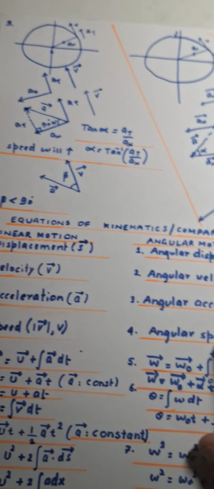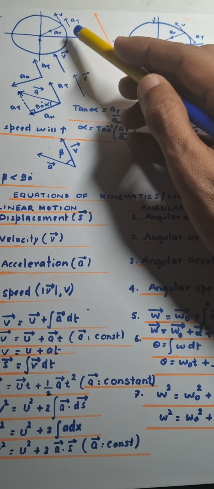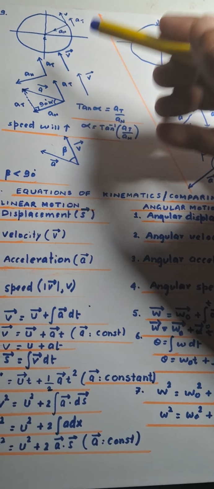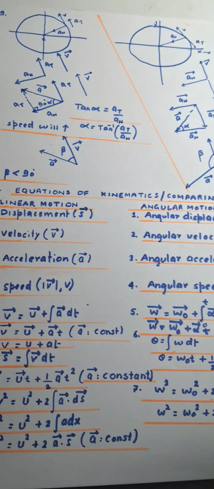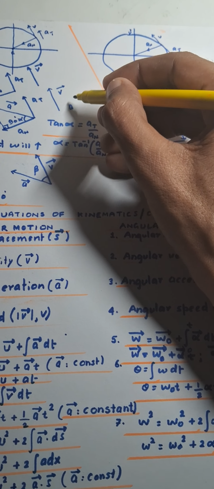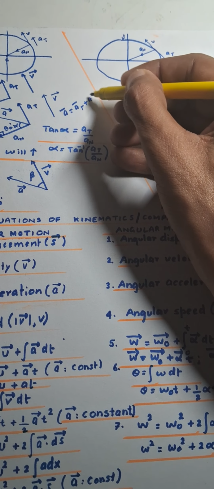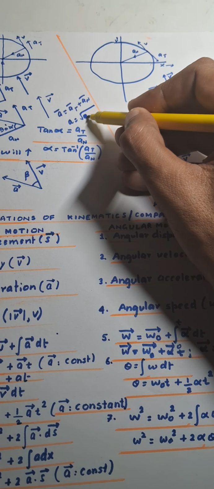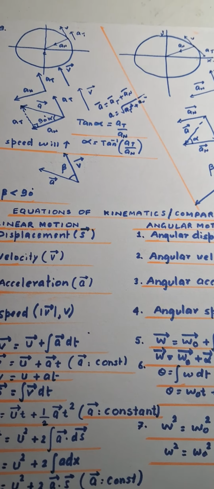Coming to the next point, now we have two different cases. In the first case, tangential acceleration is parallel to the velocity and normal acceleration is obviously perpendicular to it. So if we see, the total acceleration will be the vector sum of tangential and normal acceleration. So here I can write that total acceleration is tangential acceleration plus the normal acceleration, and since these two are perpendicular, the magnitude of total acceleration is the square root of tangential square plus normal square.